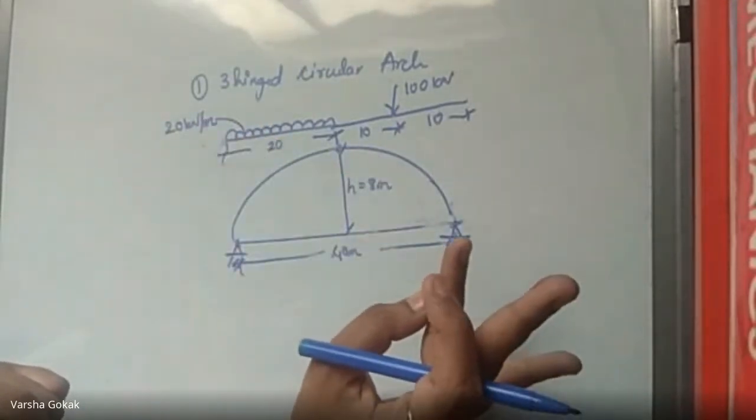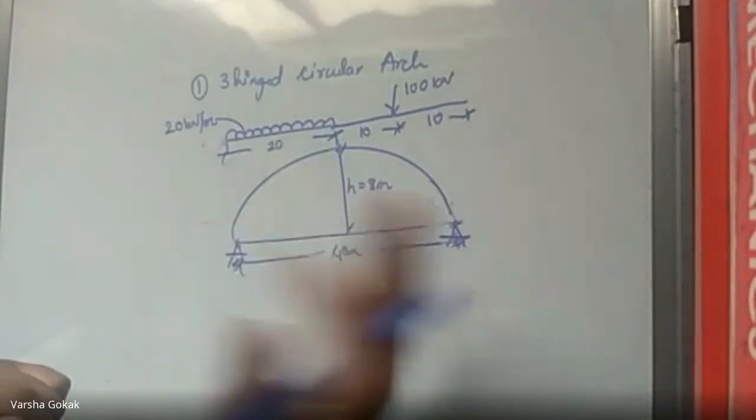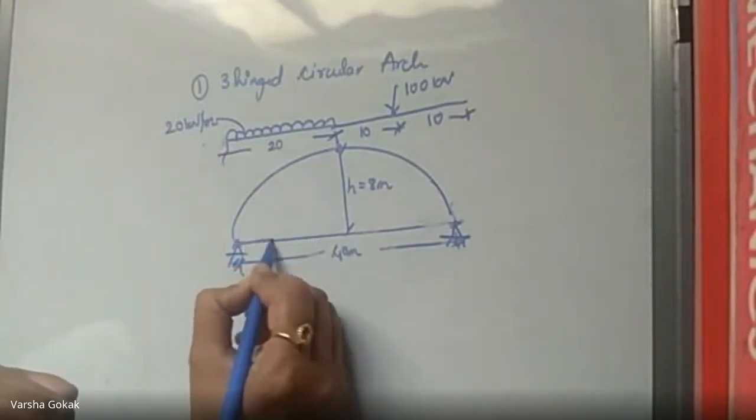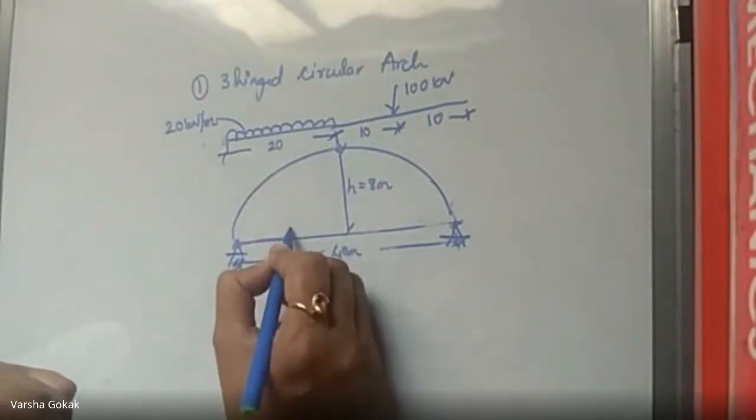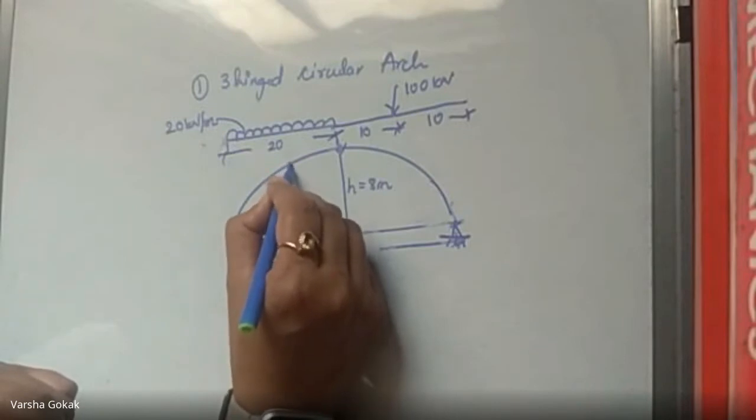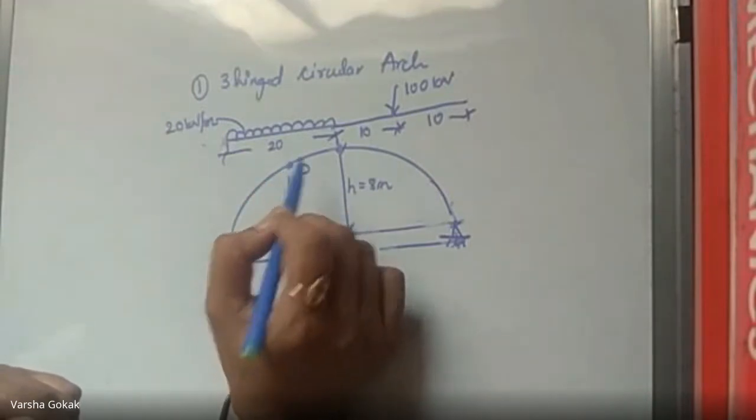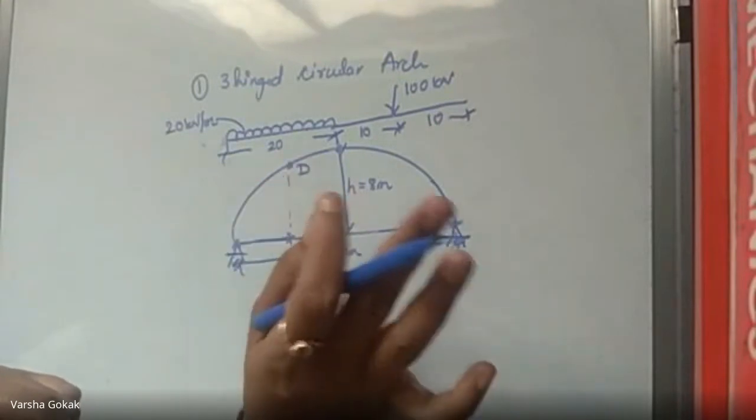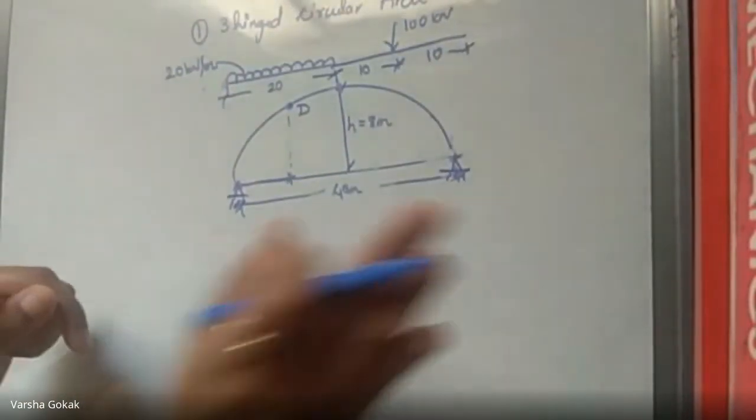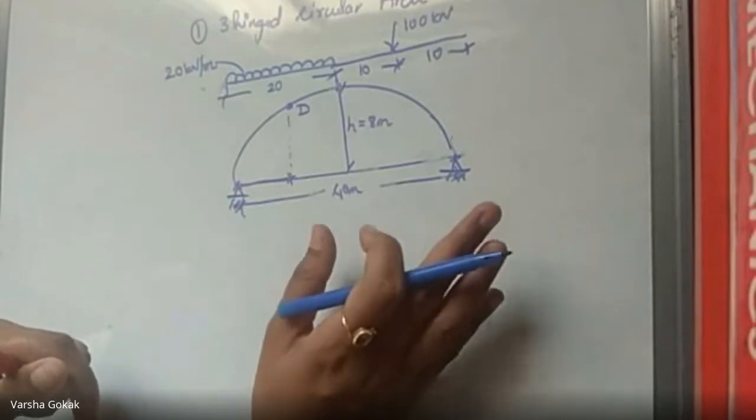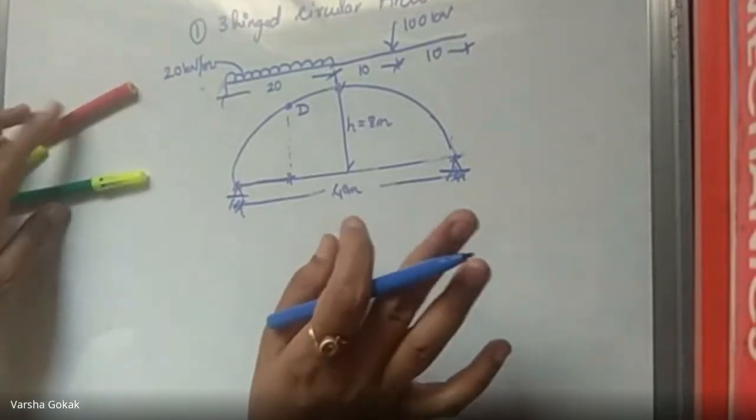First question, normal thrust and shear at a section 10 meters from the left support. So at a distance of 10 meters from here, at this point, I'll call this point D, we have to find the normal thrust and the shear at this point D. So this is the question. A similar question we have done with parabolic arch. Now we are going to do it for circular arch.